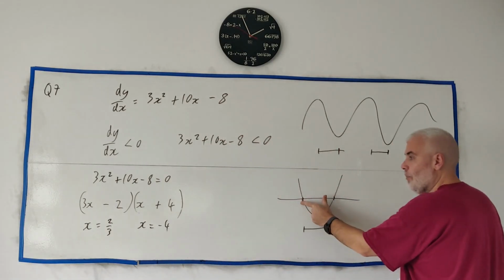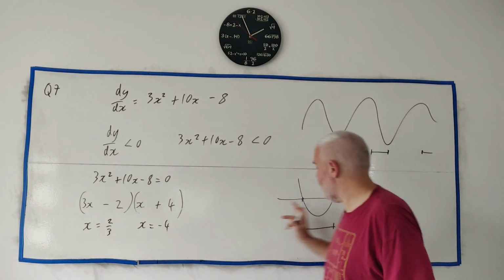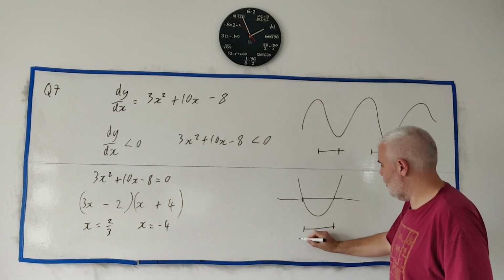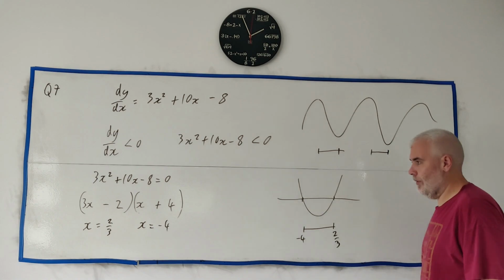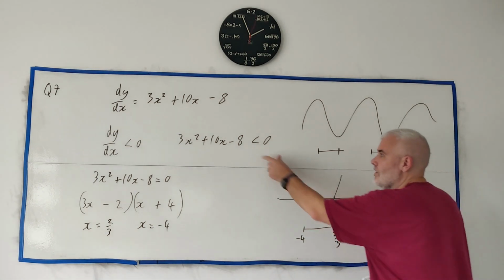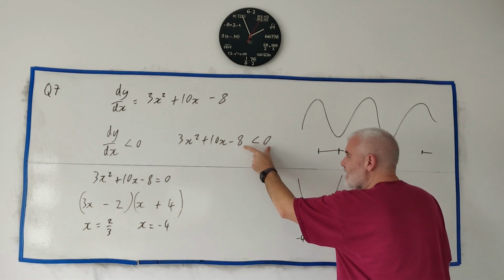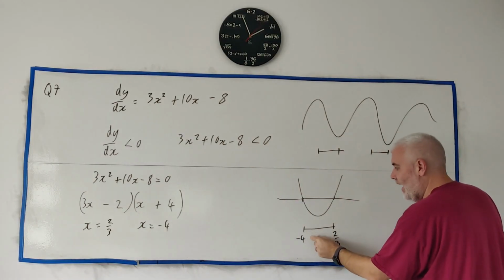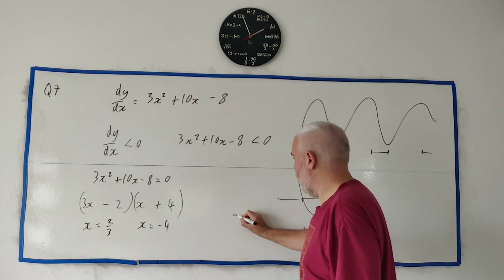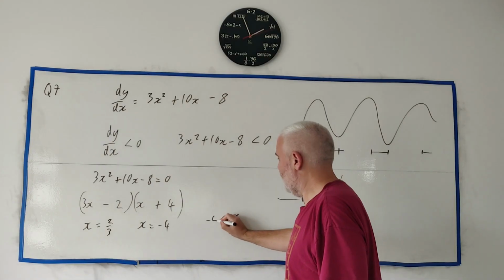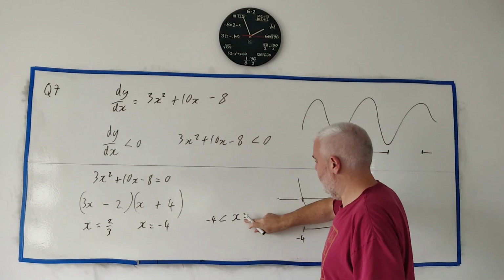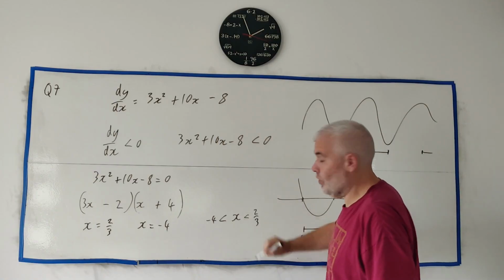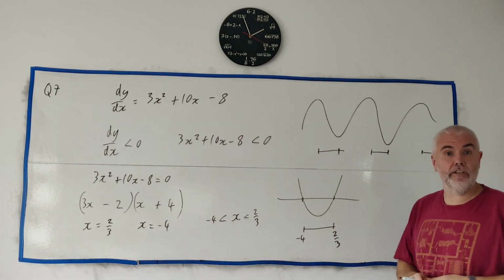Put that back in our picture here. Let's see, minus 4 is the smaller one. So this guy here must be minus 4, and this one here must be 2 over 3. Again, go backwards and think about the inequality. The answer to this inequality is x has to be bigger than minus 4, and it has to be less than 2 over 3. That's the answer to this question.